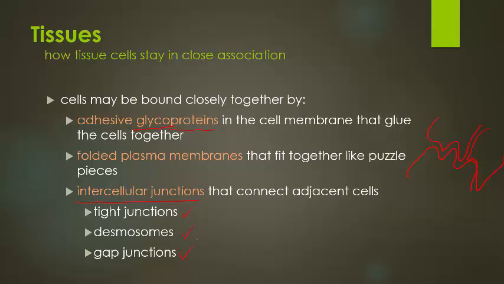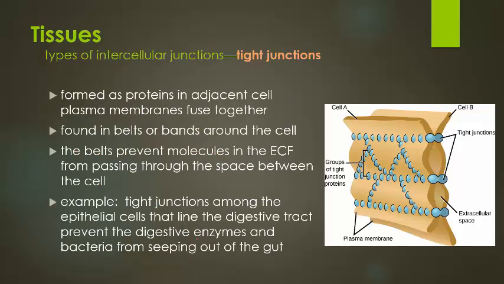So let's take a look at the first one, the tight junction. Tight junctions form when proteins that are found in adjacent, right next to each other, plasma membranes fuse together. So here's the protein. These blue things are the proteins. And a protein in this membrane will fuse with a protein that's found embedded in this membrane. And so where they fuse together, then nothing can get around it.